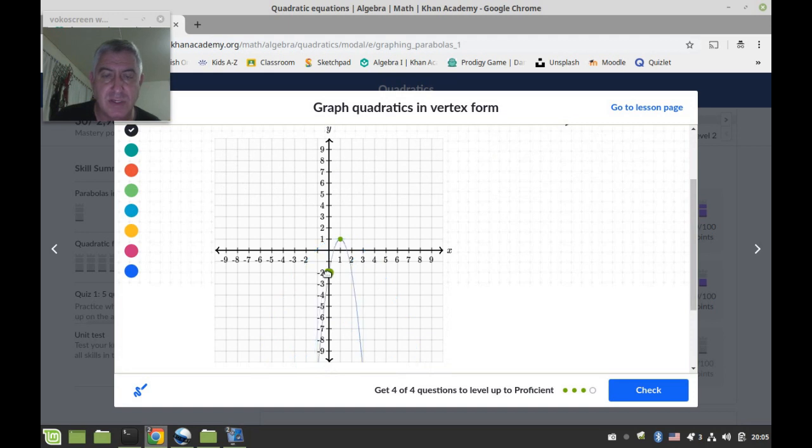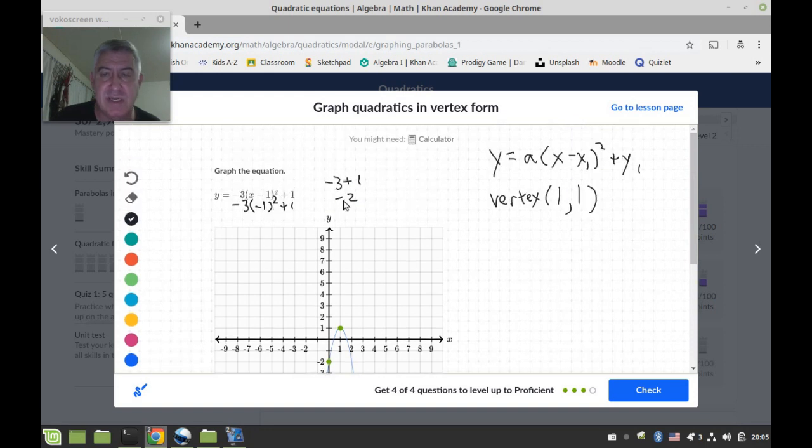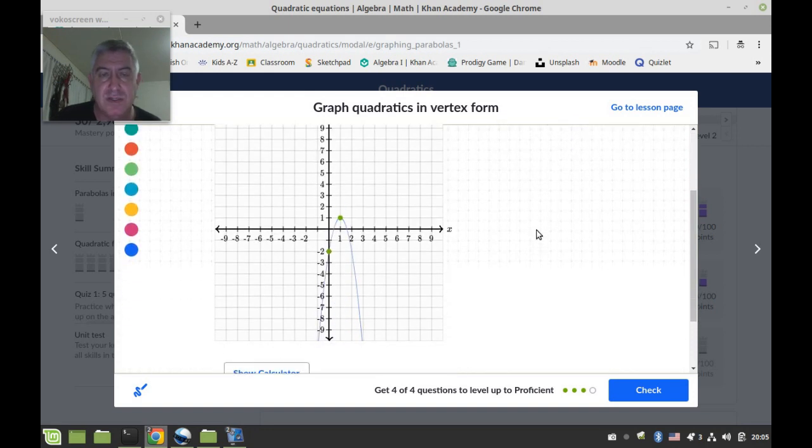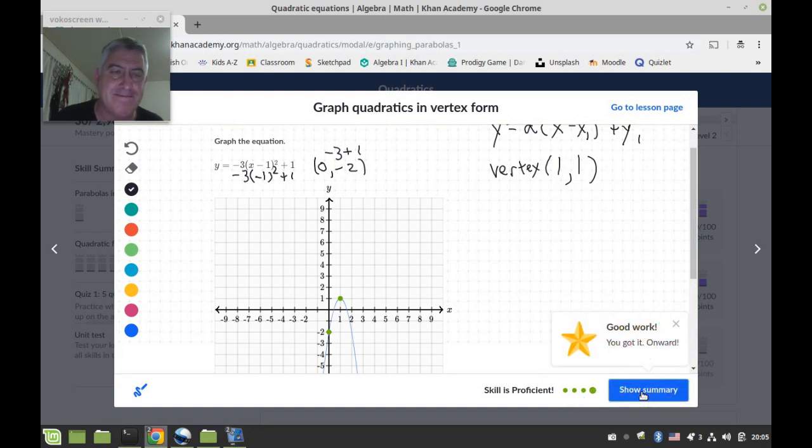And that means that's my point. And this is, again, really steep down. And that's really steep down because it's a -3. So now I have this point here, 0, -2, and I'm good. Okay, I hope that works for you. This was graph quadratics in vertex form. We have one more video in this series on vertex form.